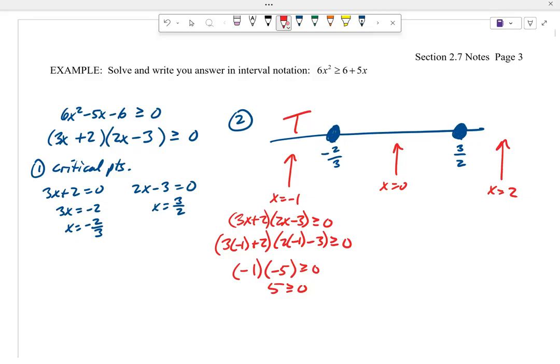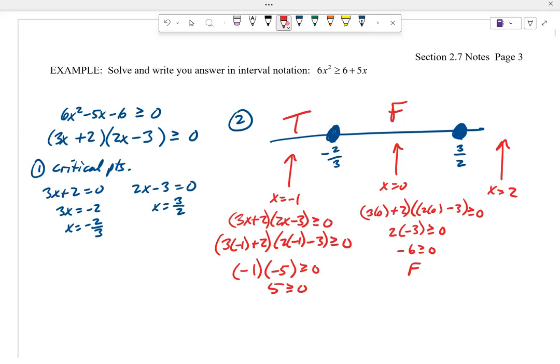Now let's throw in 0. 3 times 0 plus 2, 2 times 0 minus 3. Is that greater than or equal to 0? So I got 2 times 0 minus 3 is a negative 3. Is negative 6 greater than or equal to 0? No, it's not. That's not going to be part of my solution.